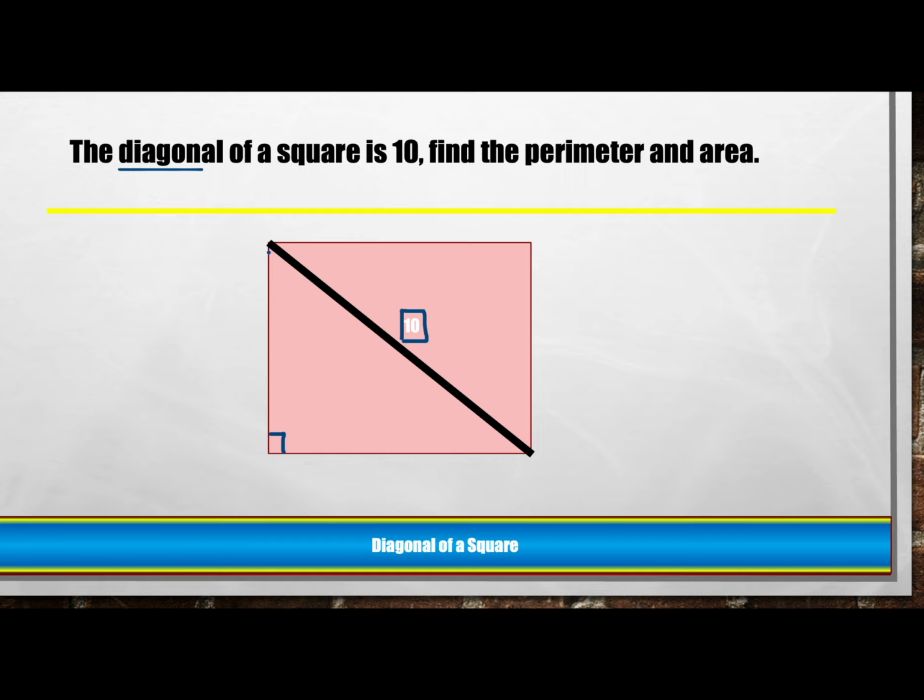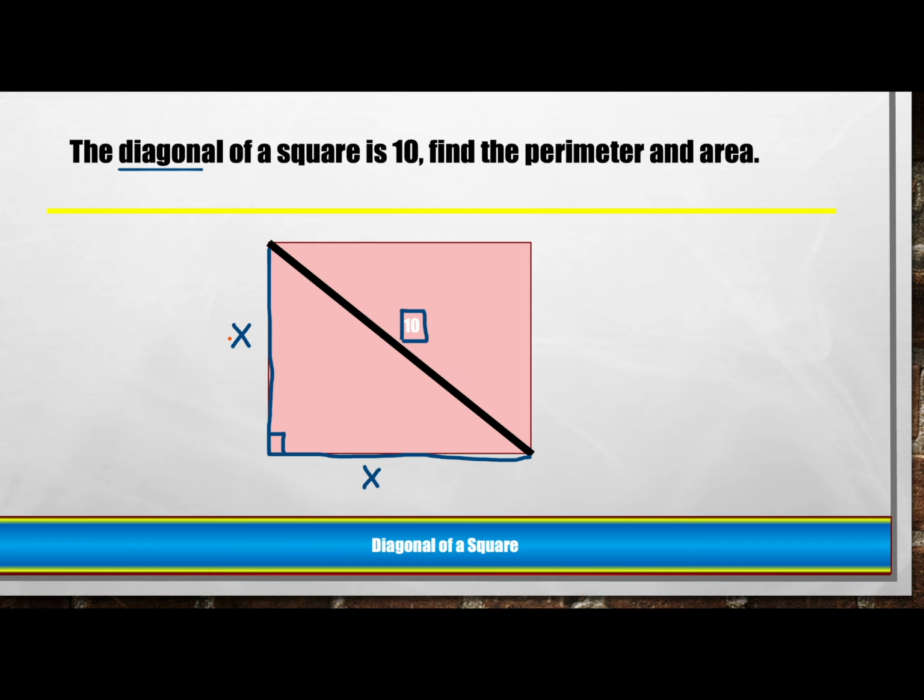So if you notice here, we create a right triangle with half of the square. The diagonal and 2 sides make a right triangle. And because it's a square, we know the sides are going to have the same length. So I'm going to call that x.